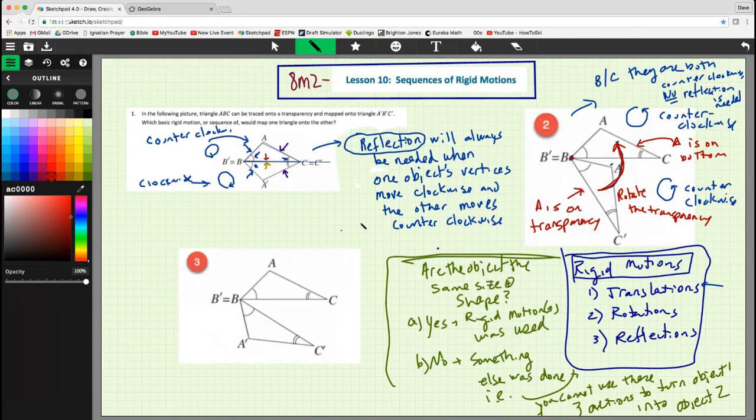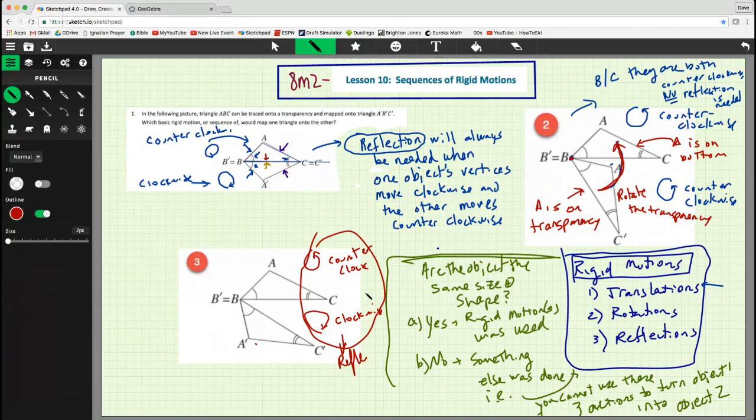Now let's look. 3 is a different case. Notice in this first case, ABC, you read your A, B, C, and this goes counterclockwise. And in this case, down here, you go A, B, C, and here you go clockwise. So I know I'm going to need to reflect. I know reflections are in my future. So that's the clockwise trick.